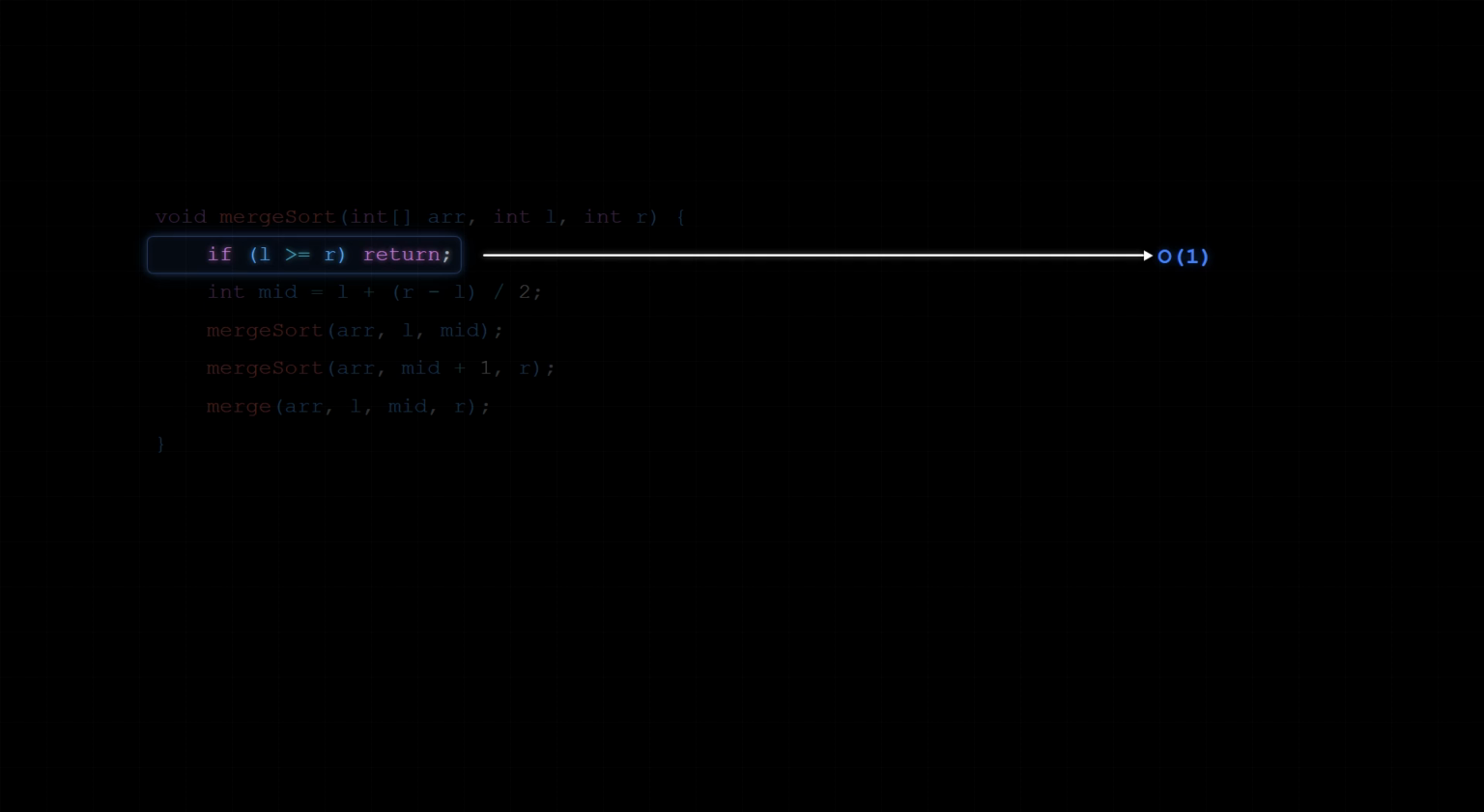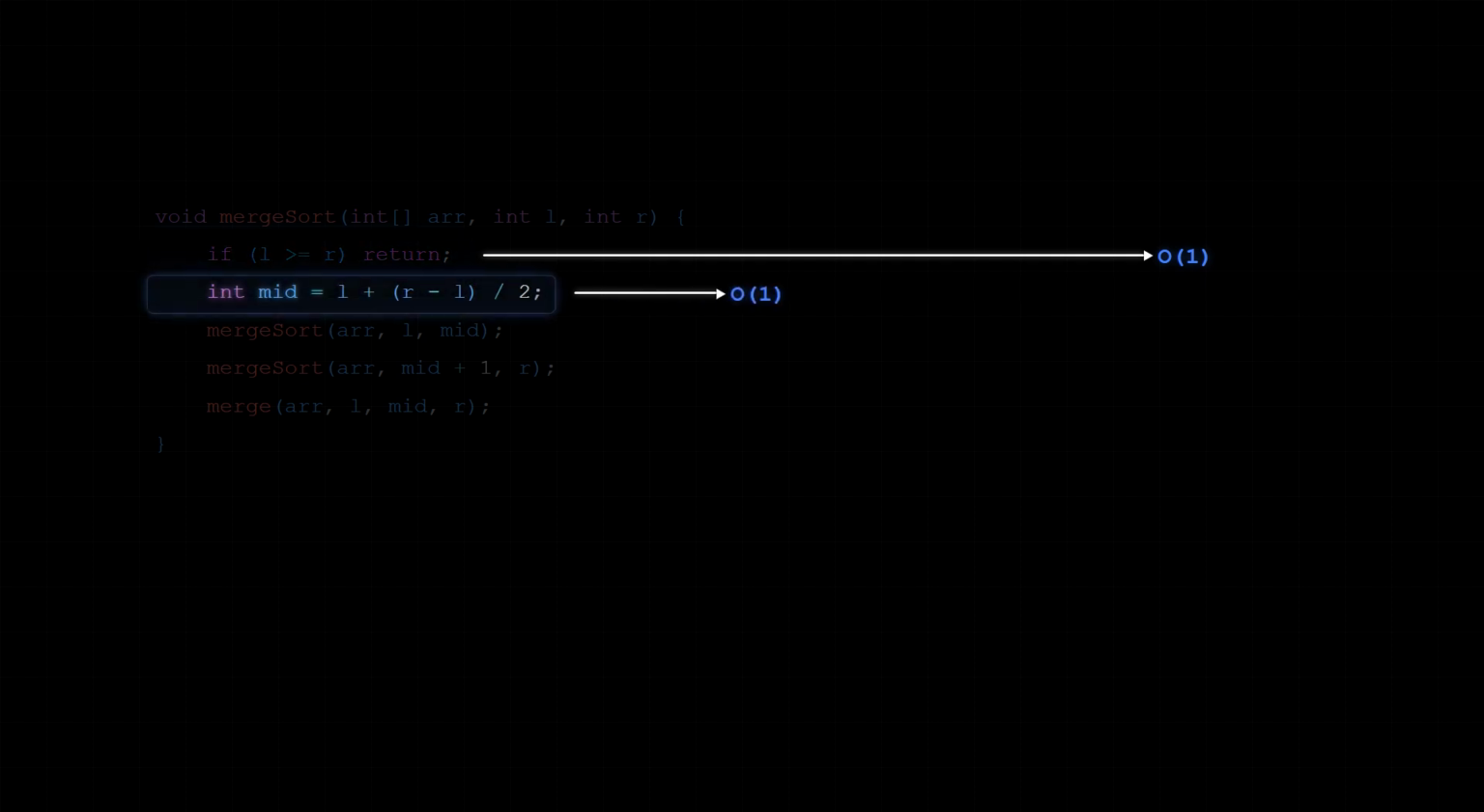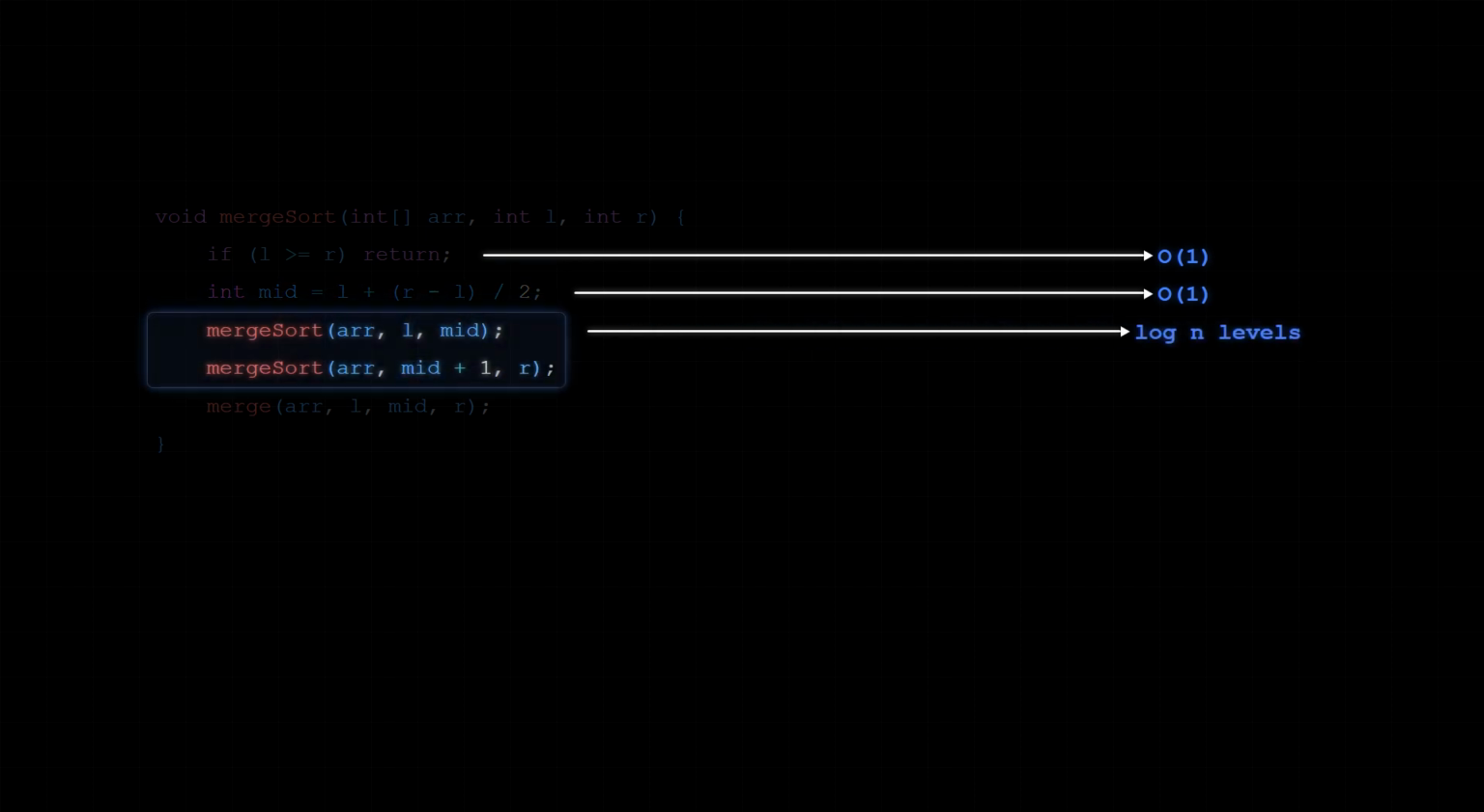This line runs once per leaf of the recursion tree. One arithmetic expression, compute the midpoint, always exactly one operation, O(1). Two recursive calls, each on half the array. After k splits, there are 2^k subarrays. The recursion bottoms out when size hits 1.